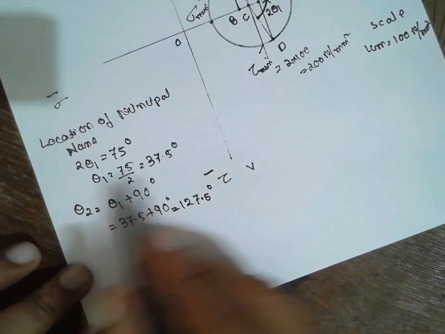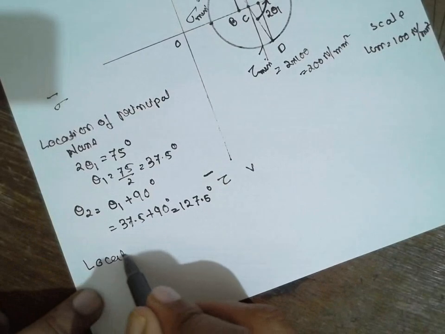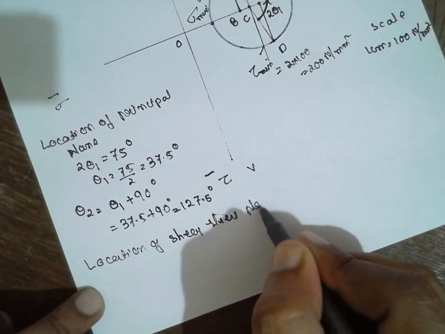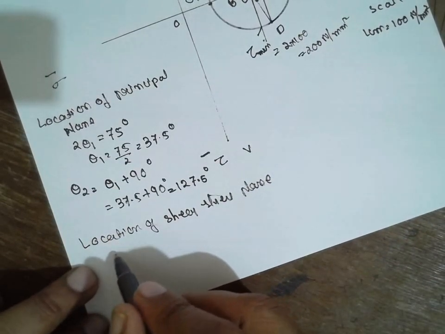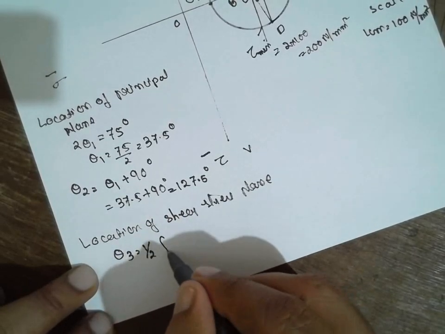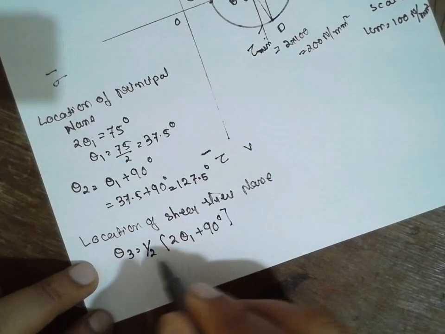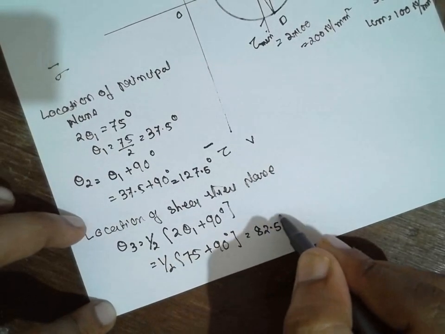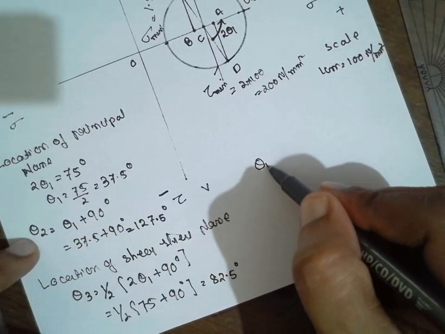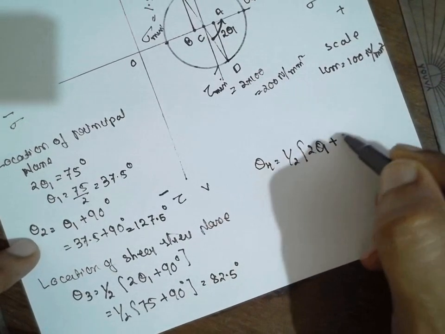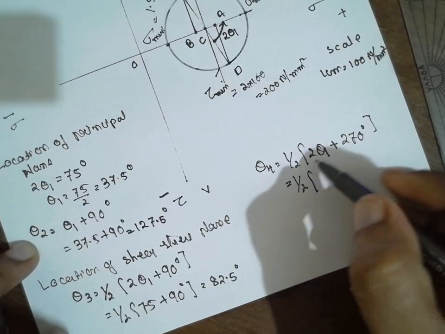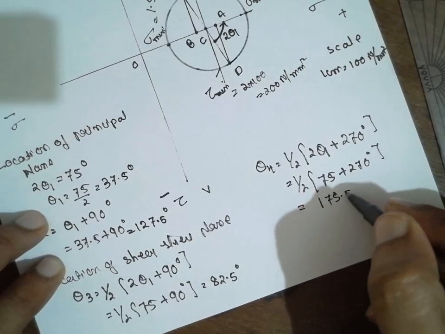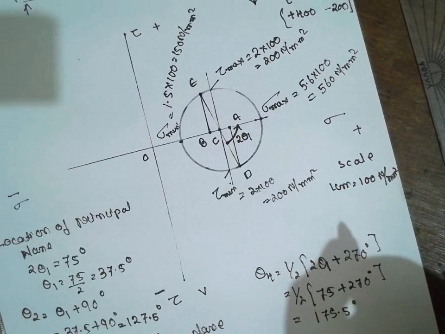After getting this, go for the location of the shear stress plane. The formula for this one: θ3 is 1 by 2 of (2θ1 plus 90). 2θ1 is 75, plus 90, 1 by 2 of that, you will get 82.5. Similarly, θ4 is 1 by 2 of (2θ1 plus 270 degrees). 2θ1 is 75 plus 270, you will get the answer as 175.5 degrees. Now this completes 90% of the problem.